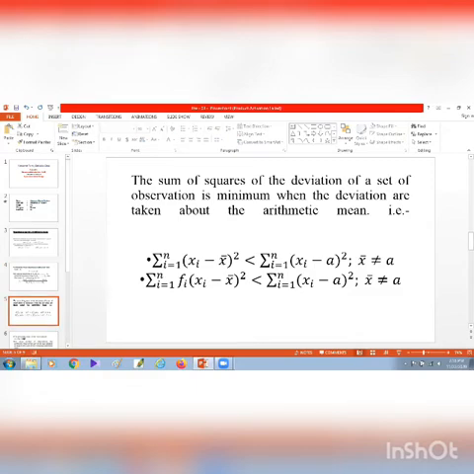Now, the next property is that the sum of squares of the deviations of a set of observations is minimum when the deviations are taken about the arithmetic mean. That is, summation xi minus x bar whole square is less than summation xi minus a whole square, where x bar not equal to a, and summation fi times xi minus x bar whole square is less than summation fi times xi minus a whole square, where x bar not equal to a. The first one is for non-classified data and the second one for classified data.